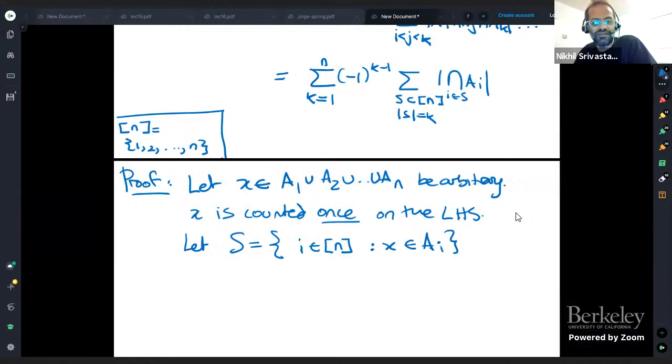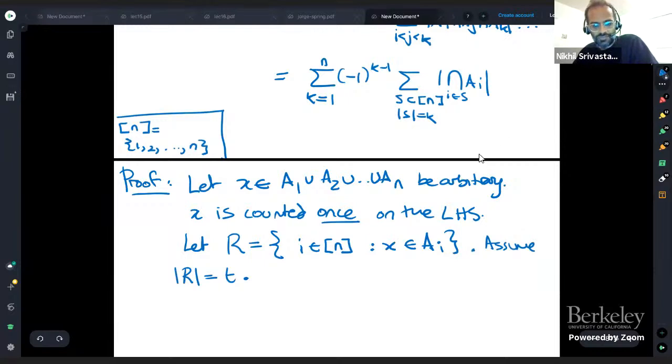So for example, if x appears in all the sets, then, to avoid confusion, let me give this another name: this R is just going to be all the numbers 1 through n. And if it only appears in one of the sets, the set is only going to contain one element. Okay. And now assume that this set R has some number of elements, let's say T elements.